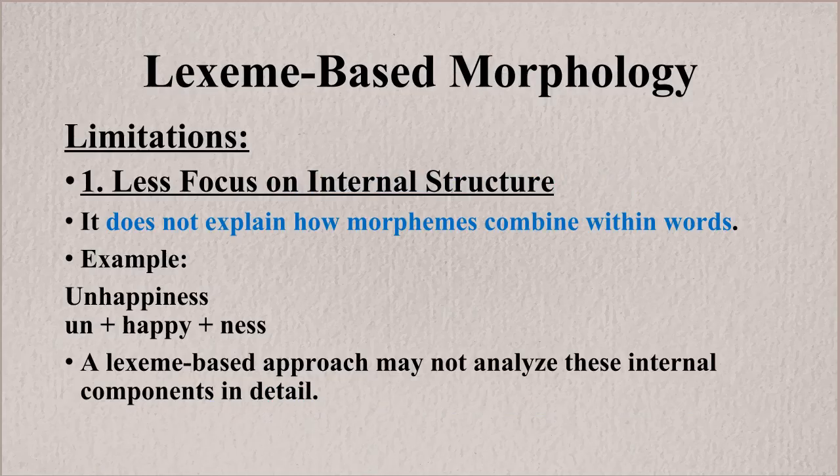Now let's look at some limitations of Lexeme-based morphology. The main issue with this approach is that it gives less attention to the internal structure of words. In other words, it does not strongly focus on how smaller meaningful units, called morphemes, combine to form complex words. For example, take the word unhappiness. Internally, this word is made up of 3 parts: un plus happy plus ness. Each part carries meaning and plays a role in building the final word.